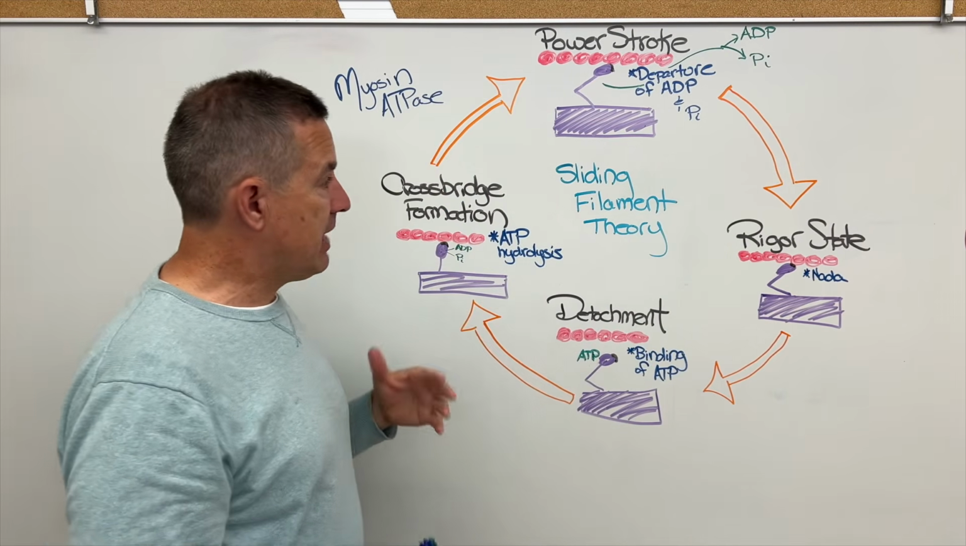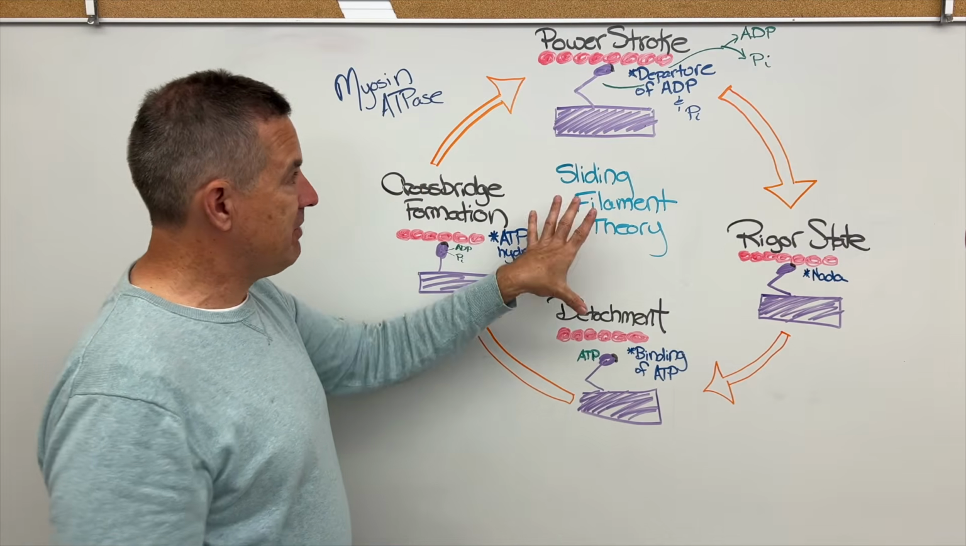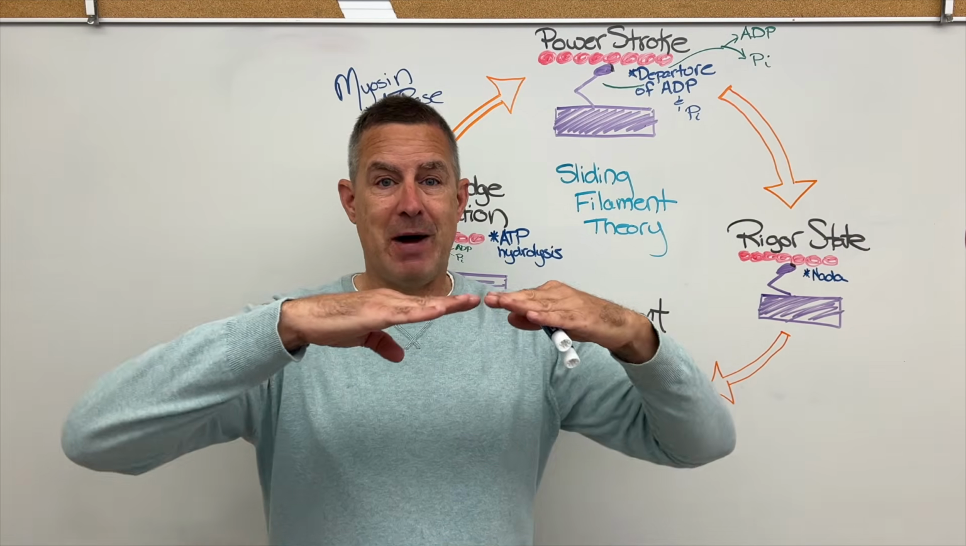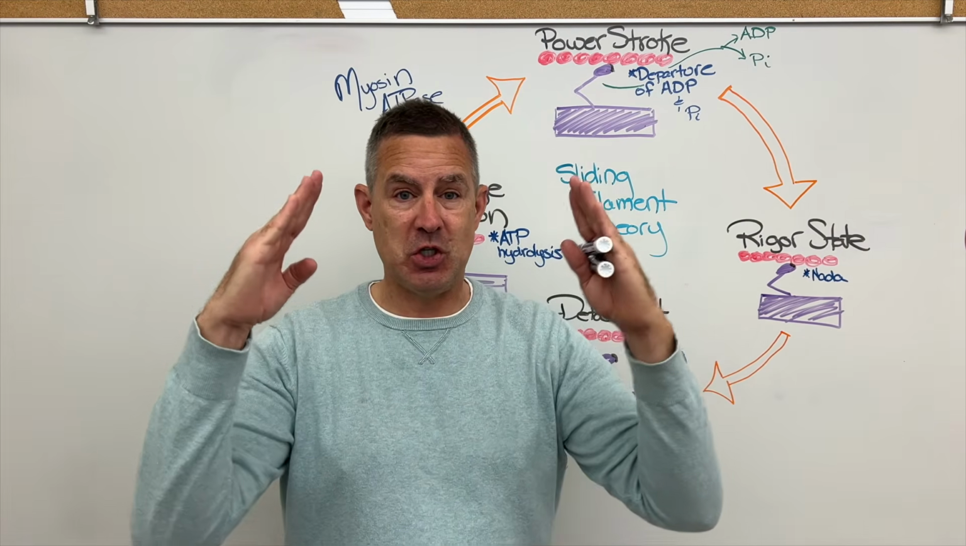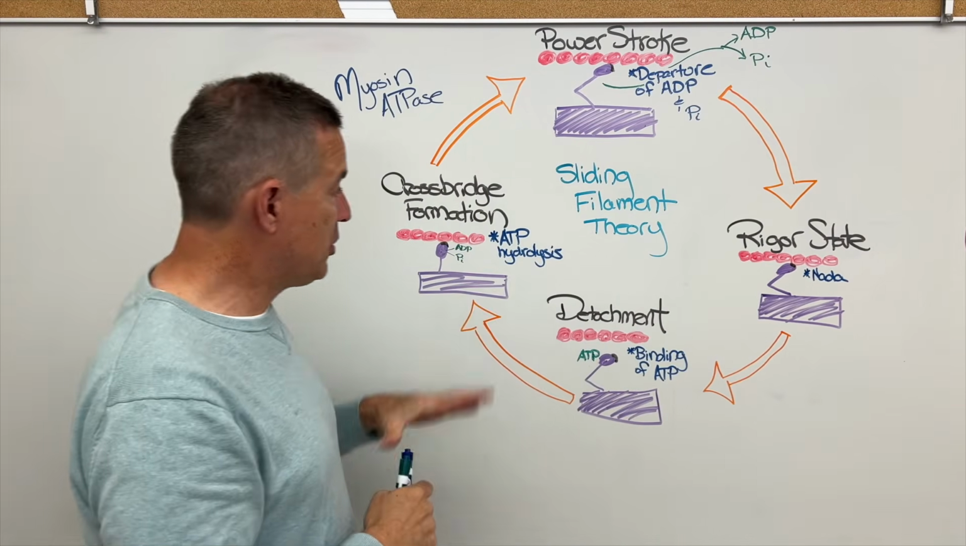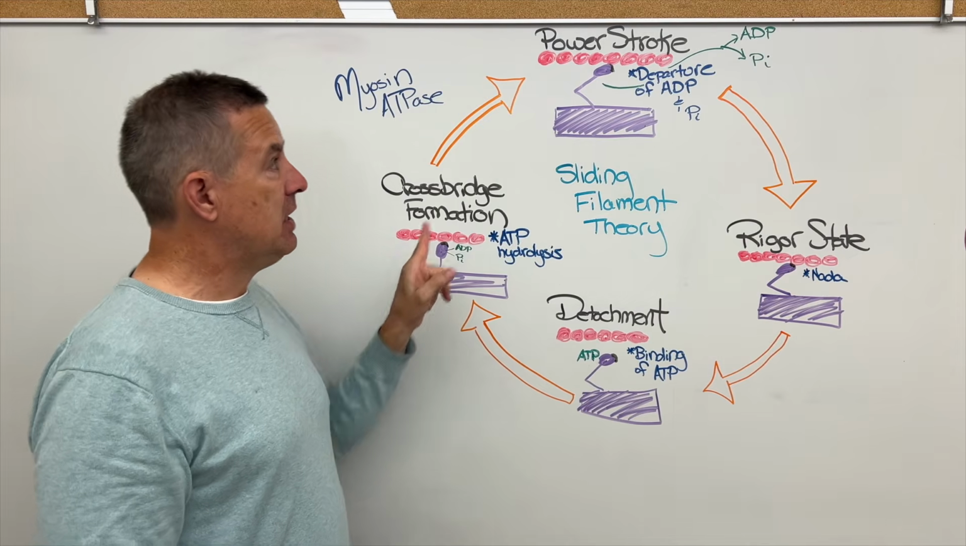So textbooks may include this in like 6 to 8 steps. I just have it simplified into 4 steps. And one thing I've combined is the myosin head going to the vertical position and grabbing the thin filament, all at the same time. So ATP hydrolysis allows for cross-bridge formation.